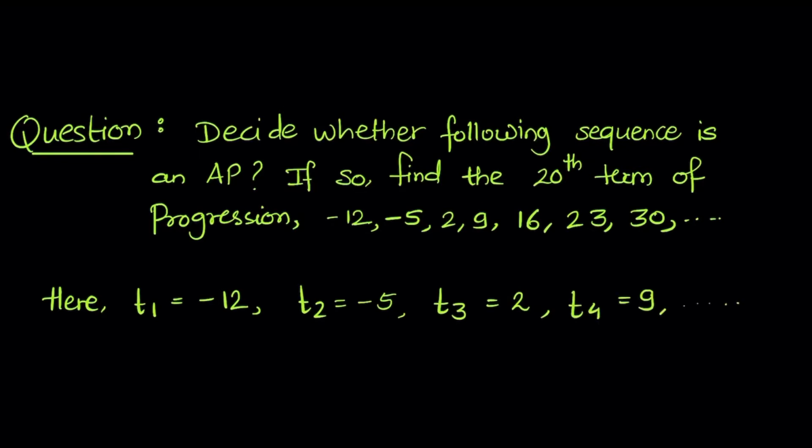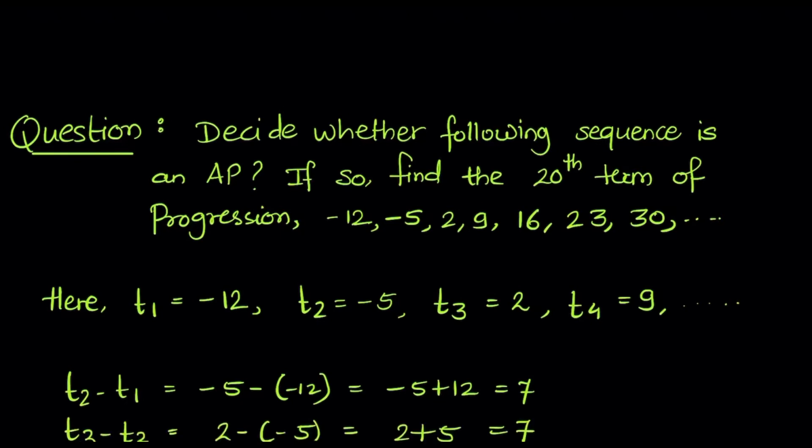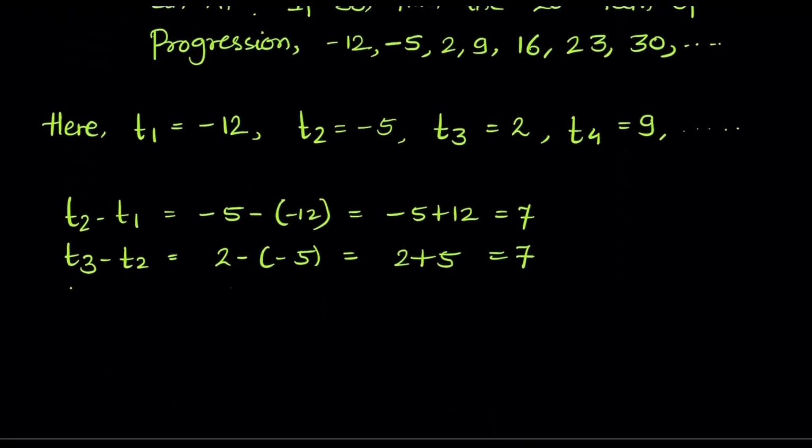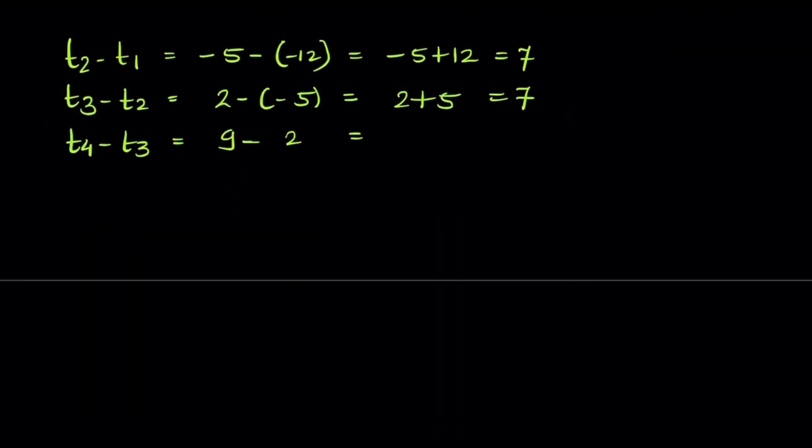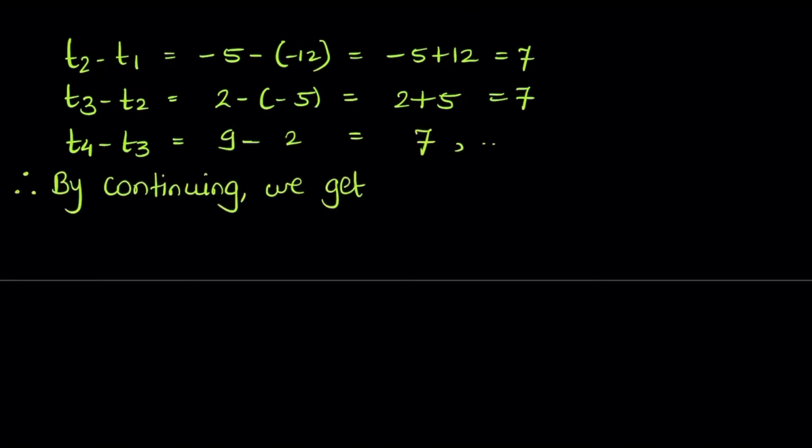Okay, so to find out the common difference, T2 minus T1 is minus 5 minus minus 12. So it is minus 5 plus 12, so 7. Then T3 minus T2 is 2 minus minus 5, which is also 7. T4 minus T3 is 9 minus 2, which is also 7, and so on. By continuing this, we will get that the difference between two consecutive terms is 7. Okay, so this is an AP because the common difference is constant.